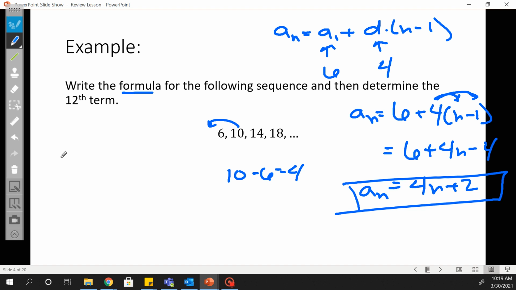If we're finding the 12th term, we just need to use this formula by plugging in 12. So 4 times 12 plus 2, 48 plus 2. So the 12th term is, of course, 50.